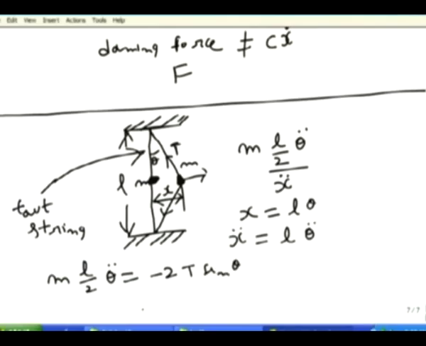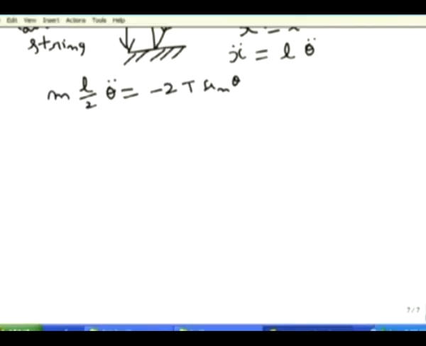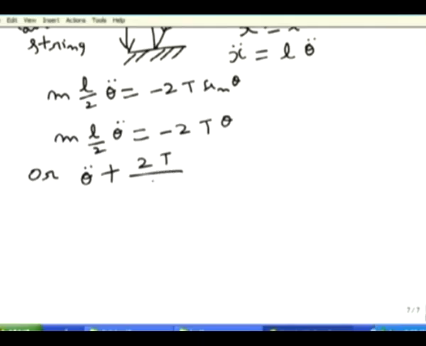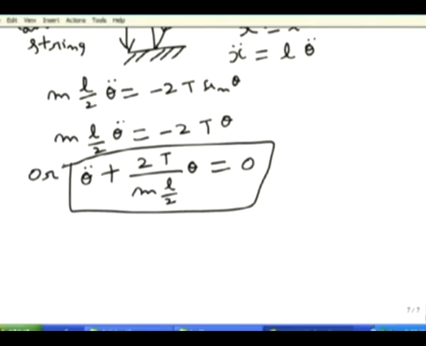However, if theta is very small, in that case this can be written as mL by 2 theta double dot is equal to minus 2T into theta, or theta double dot plus 2T divided by m L by 2 theta is equal to 0, and this is again the equation equivalent to spring mass system, m x double dot plus kx equal to 0.